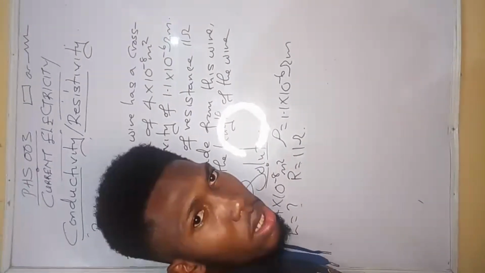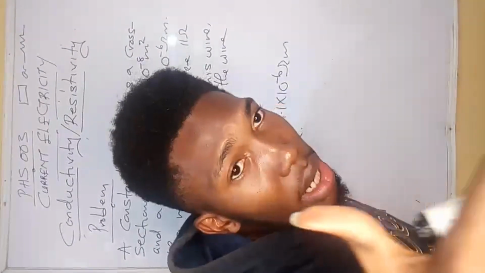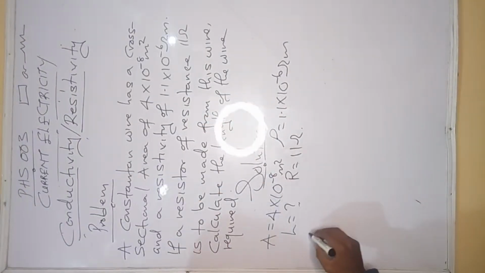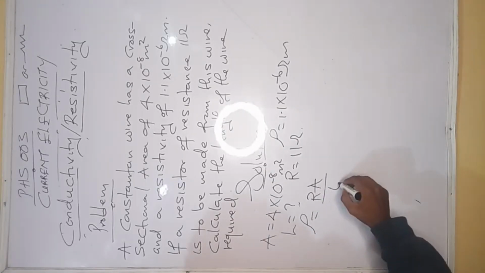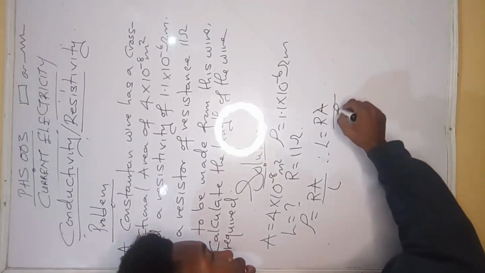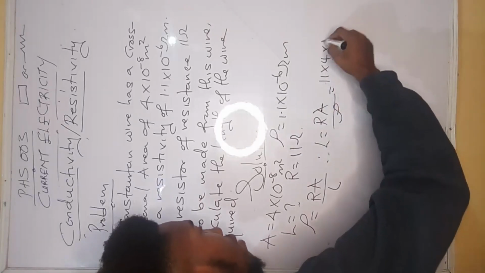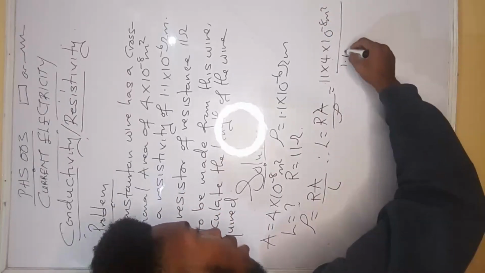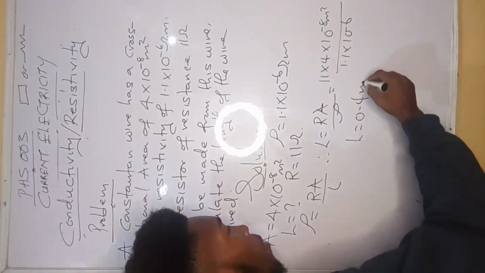Okay, has anybody gotten it? Good. Subami, very correct, 0.4, and Glory, 0.4. That's very good. So for those that didn't get it, from the formula R = ρL/A, we make L the subject, so L is equal to RA over ρ. That gives R of 11 times A, 4 times 10 raised to the power of minus 8 meters squared, over our resistivity, 1.1 times 10 raised to the power of minus 6. By the time you do this, you will get your L to be equal to 0.4 meters.